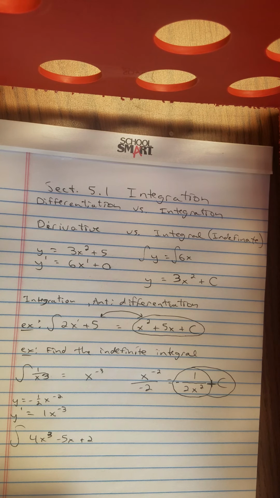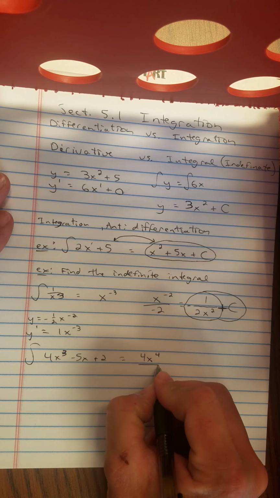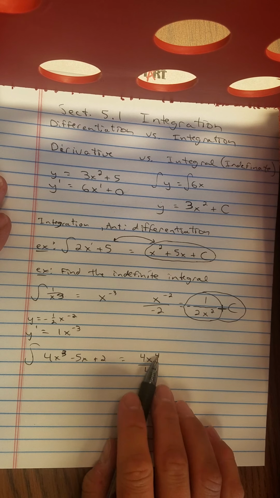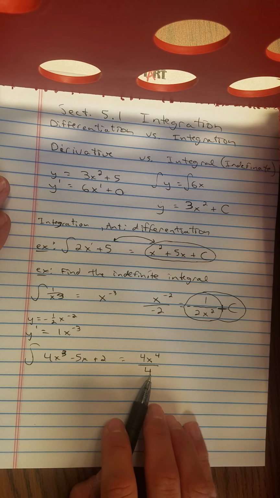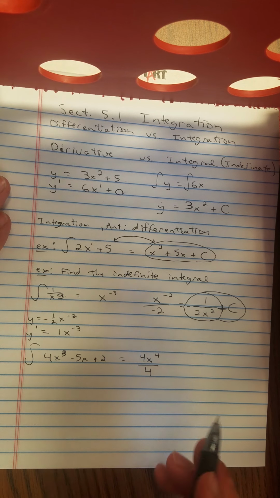So how do we do this? This is the process you're going to replicate a whole bunch of times today, okay? Whatever each individual term is, so this is 4x to the third. Take 4x, raise the exponent by 1, so it becomes to the fourth. Put it over whatever that exponent was. So whatever the exponent becomes, you put that as the bottom of a fraction. So here's going to be my first term of my antiderivative.